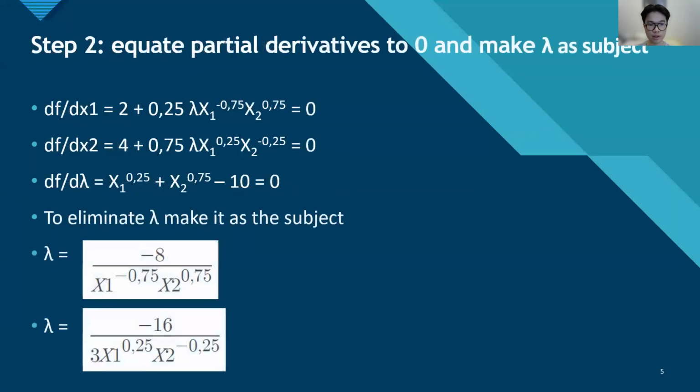And then after we find the partial derivatives, we equate them to 0 and make lambda the subject. All right, so in this case, the first lambda is equal to -8 over such and such, and the second lambda is -16 over such. The question is, where do I get -8? -8 is from there. 2, I put 2 to the right and then divide by 0.25, which gives us -8, and then I move 4 to the right, -4 over 0.75. I simplify it to become -16 over 3.